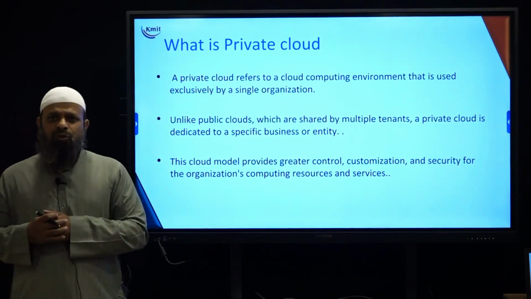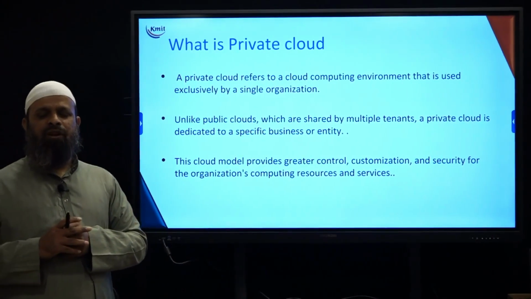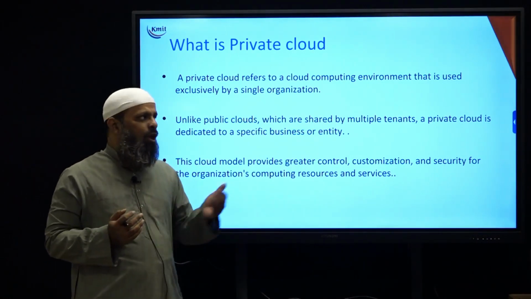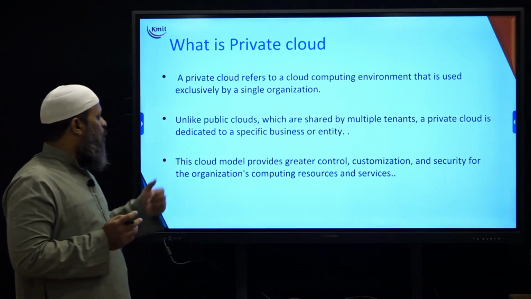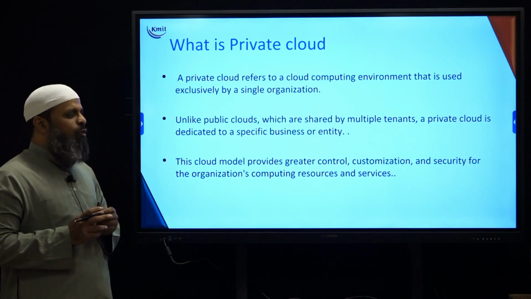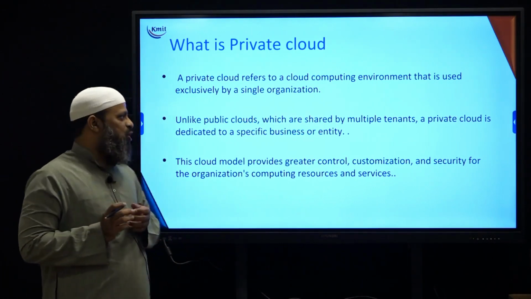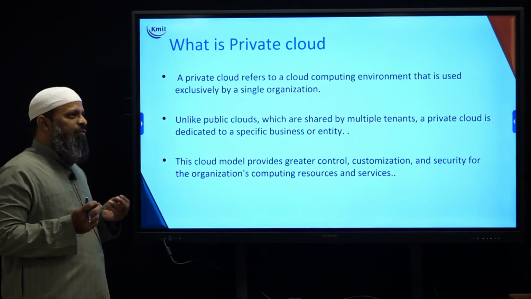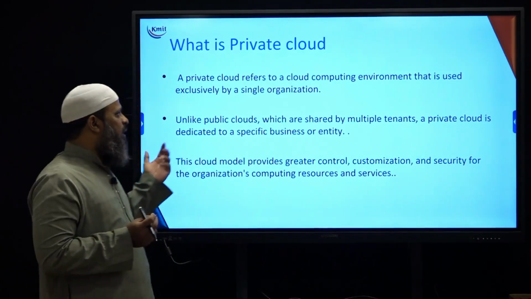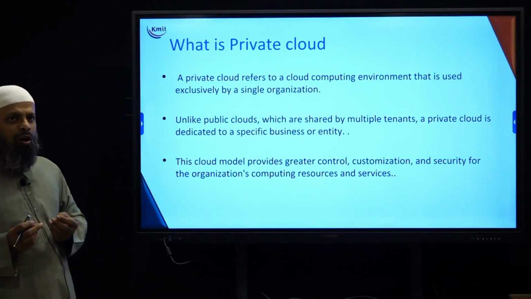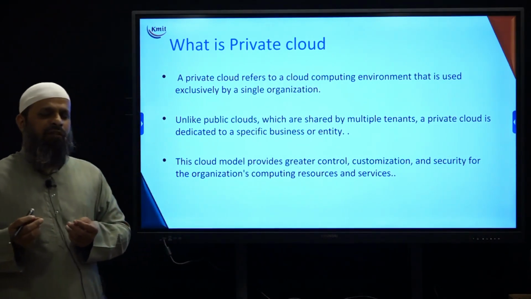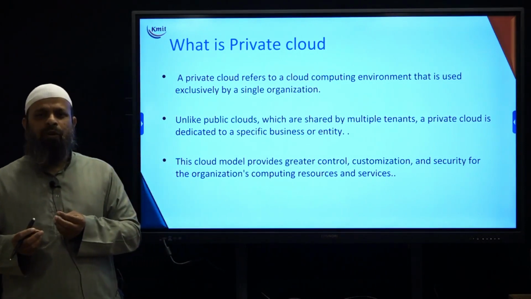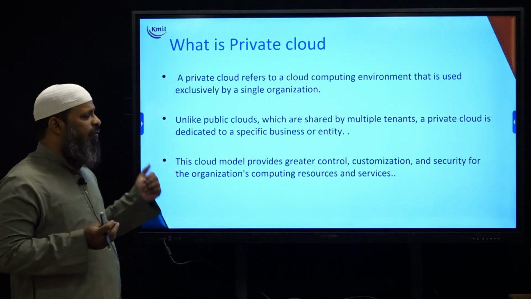So what is a private cloud? We have seen in types of clouds that there are different types available: public cloud, private cloud, community cloud, and hybrid cloud. In VPC we are going to use something called a private cloud. A private cloud is a computing environment used only by a single organization; unlike public cloud, it is not used by multiple tenants. So private is specific to a business entity. We go for private cloud because it gives us greater control on our resources and applications, it helps with customization, and whatever security we want to provide to our applications can be provided with the help of private cloud.